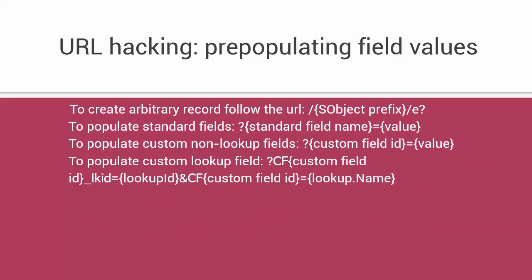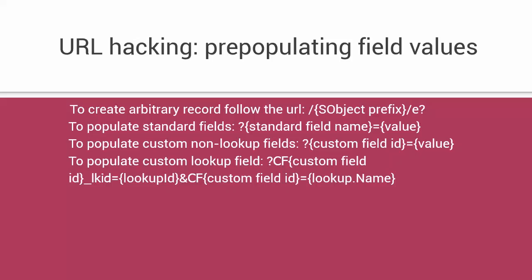So let's talk about URL hacking. You can pre-populate field values with it. To create an arbitrary record, you can just follow a URL which consists of slash, the object prefix, slash, and e. The prefix for standard objects is known. It's like 005 for user or 006 for opportunities. For any custom object, it would be a unique prefix which will be different in each org.